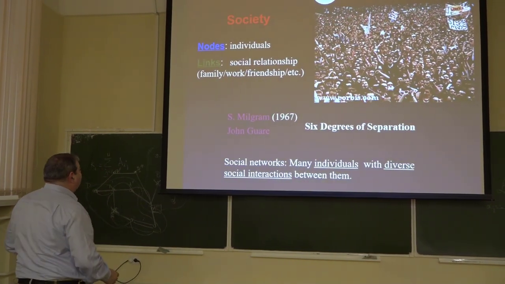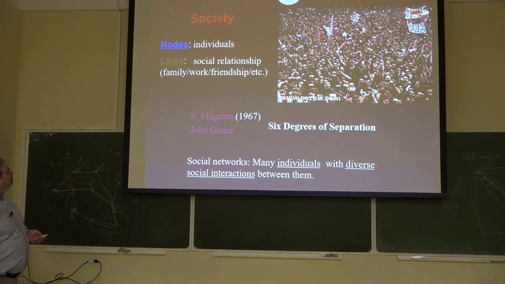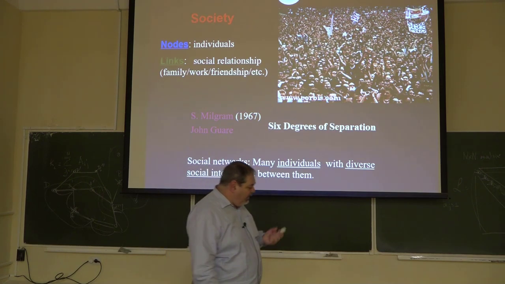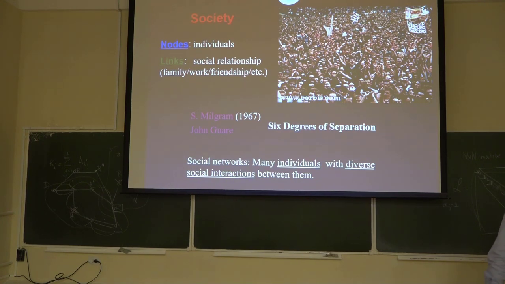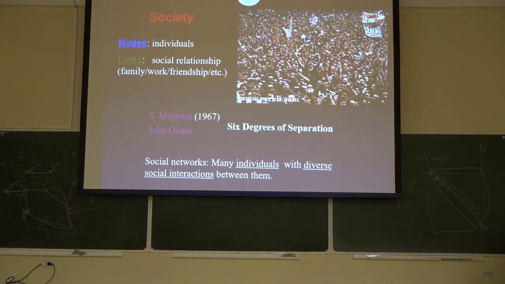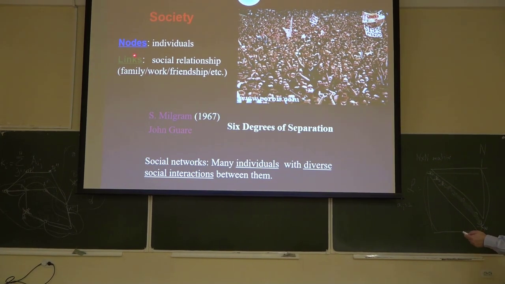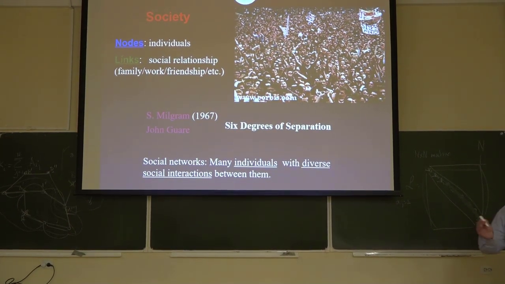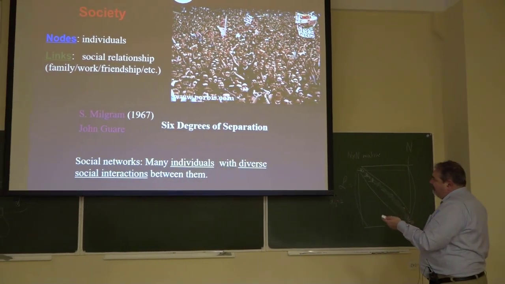So, what about distances? This is a very famous experiment that was done by Milgram in 1967. Very old experiment. He wanted to quantify the reachability of a person in a social network. So basically, in a social network, the nodes are the individuals and the links are some kind of social relationships. And the experiment he conducted was the following.